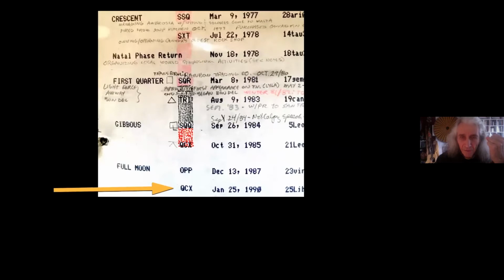Now there's also the waning quincunx. So I made my decision. By the time I hit full moon in December of '87, I was involved in an absolutely, completely different life than what I had lived prior to that.